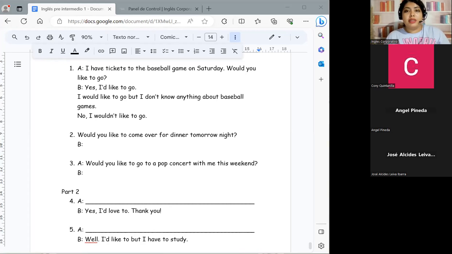Okay, for the next one, that is the number two. Let me see. Okay. We are talking about pop concert. And you said, no, I wouldn't like to go. I don't like that kind of music. So it's direct. So good. Excellent. Next one. Yes, I would love to. The next one is for number three. For number two, yes, I would love to have dinner with you tomorrow. Excellent.